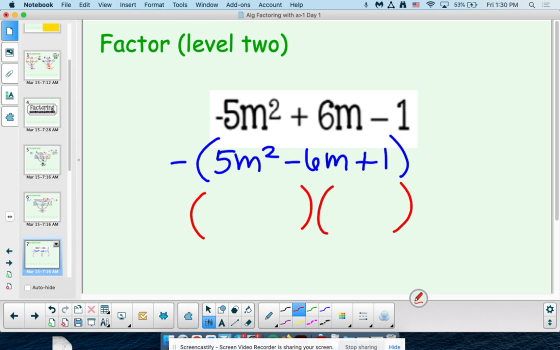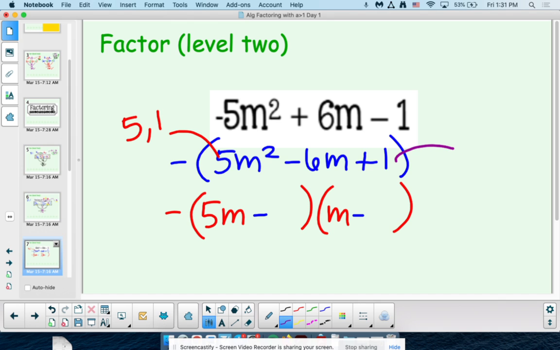Putting in our parentheses, don't forget about that negative out in front because it does still exist. Again, what's nice, there's only one way to multiply to 5. It's 5 and 1. So I'm going to have a 5m and an m. Look at our signs. We have a minus plus. Well, the only way to combine to a negative but multiply to a positive is a minus minus, which is also very nice. And kids, know what's awesome about this? There's only one way to multiply to a 1. It's 1 and 1. So we can't go wrong here.